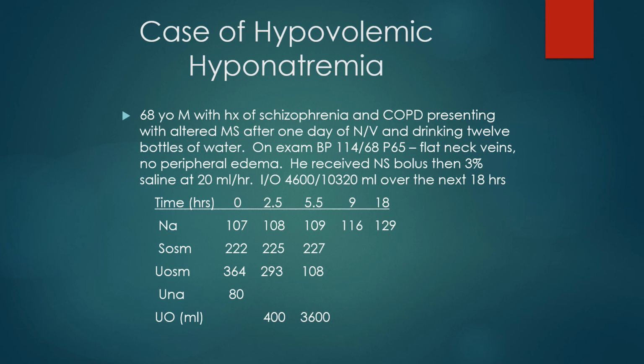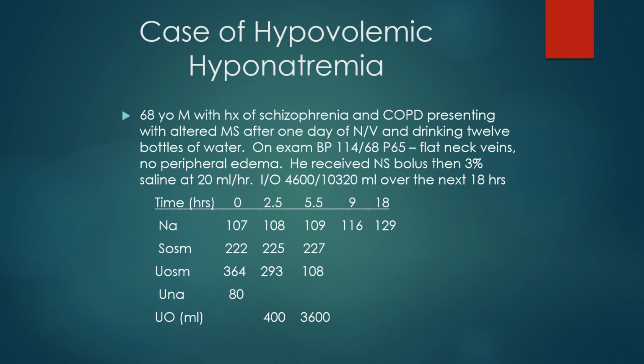Here's an actual case of hypovolemic hyponatremia that illustrates how autocorrection of the sodium level can occur quite rapidly upon repletion of volume. This was a man with a history of schizophrenia who was admitted with altered mental status after a day of nausea and vomiting and polydipsia, where he drank 12 bottles of water. On admission, he received a normal saline bolus, followed by 3% saline at 20 mils per hour.